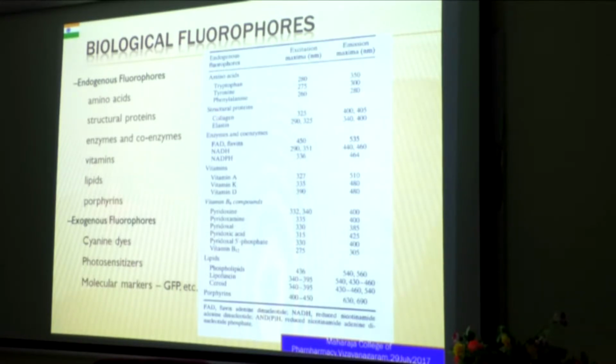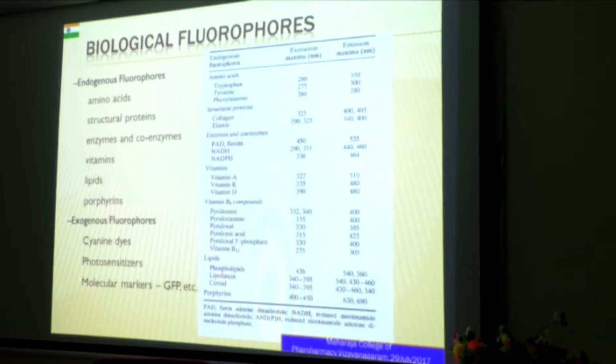And then you do have structural proteins, collagen and elastin, of course. These proteins are also made of these amino acids, which are the building blocks, so they should also show the fluorescence. And enzymes like FAD, NADH, NADPH, they also show the fluorescence. These are the prosthetic groups or coenzymes, whatever you want to call them. Vitamins like vitamin A, K, D, all these vitamins, they do show fluorescence. And then B6 compounds, you do have several. B12 also. Pyridine association.